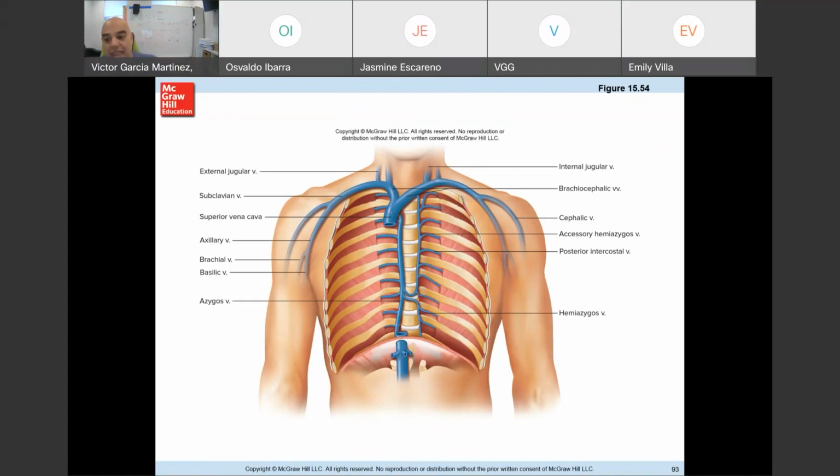Besides the azygos veins draining from the ribs, we're going to have these two big guys, the subclavian veins. And remember, on the left side you have the subclavian vein, and on the right side you have the brachiocephalic vein.